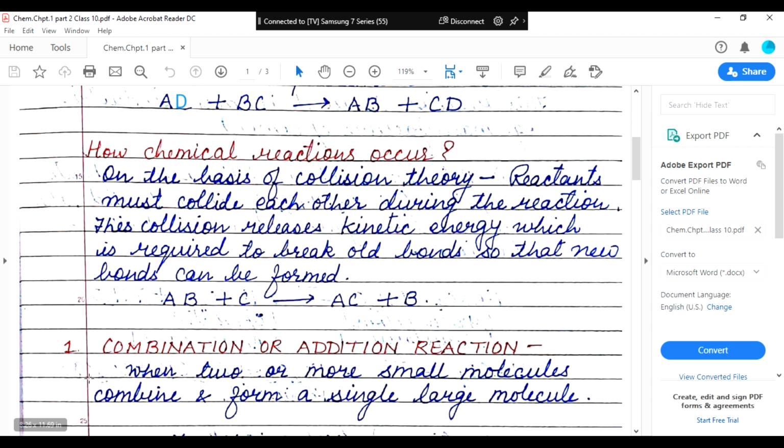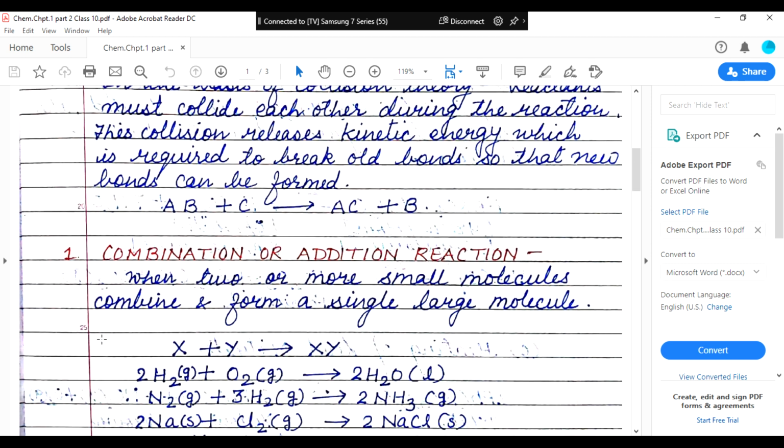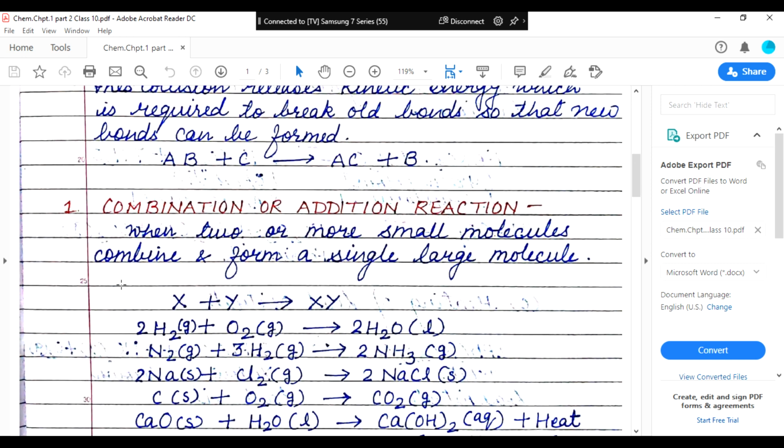We'll continue types of reactions. First is combination or addition reaction. As its term says, combination means combining of the compounds. When two or more small molecules react with each other, they combine together and form a single molecule. Then it is called a combination reaction.